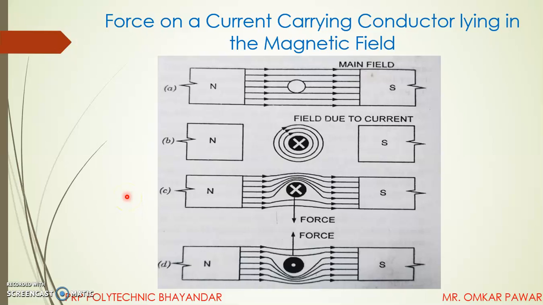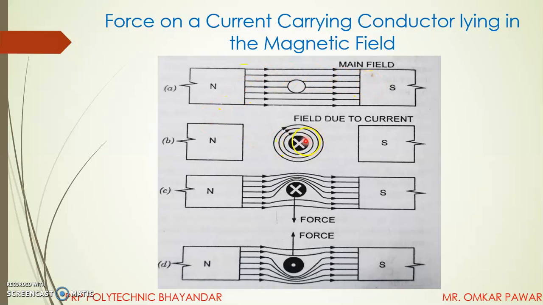Hello everyone. In this video lecture, we will study how force on a current carrying conductor is created when lying in the magnetic field. So, consider a magnet which consists of N and S pole. We know that the magnetic lines of flux always flow from N to S.